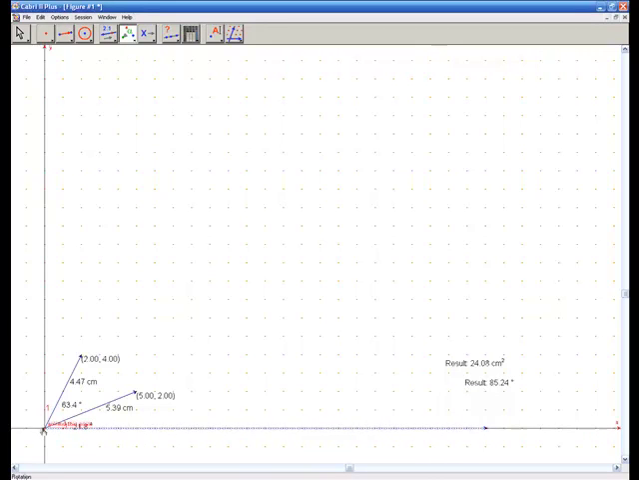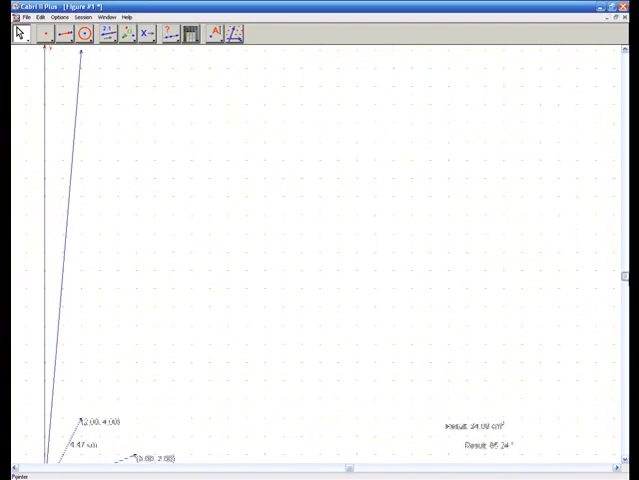Then we're going to rotate this vector around the origin by the sum of those two angles. Now we can go up here and find the coordinates of that point. And we see it's 2, 24.